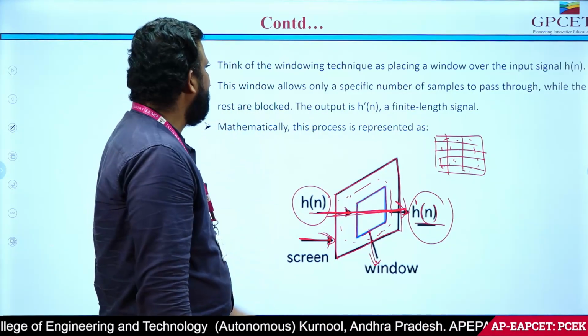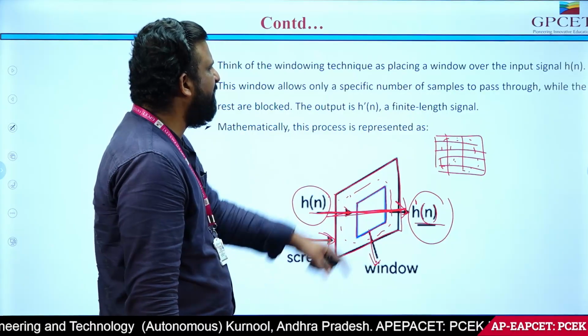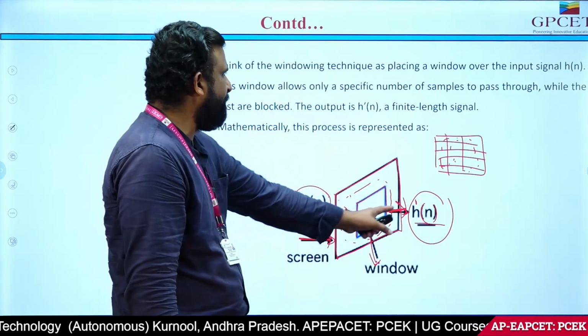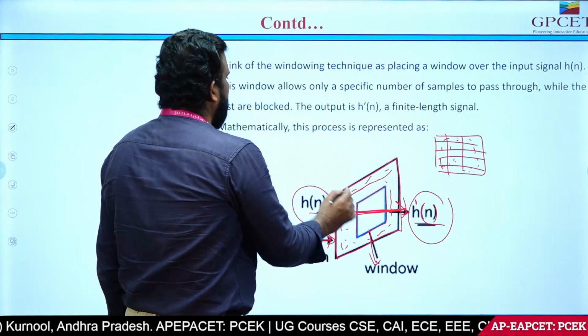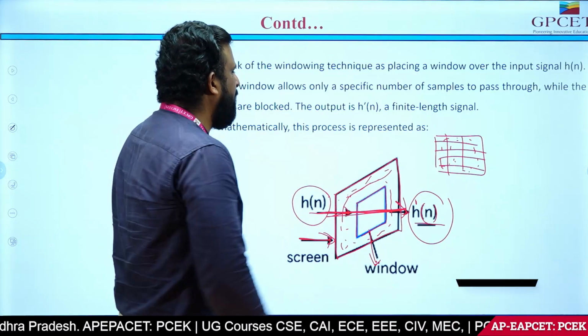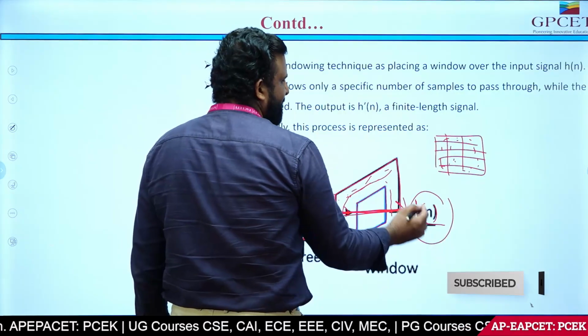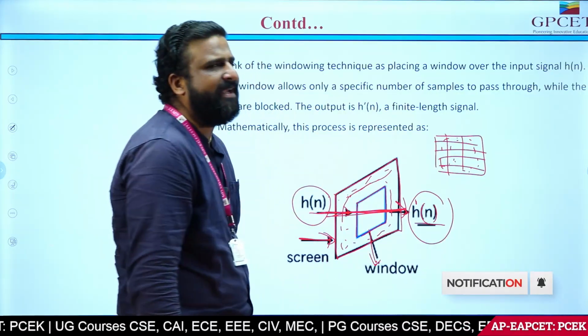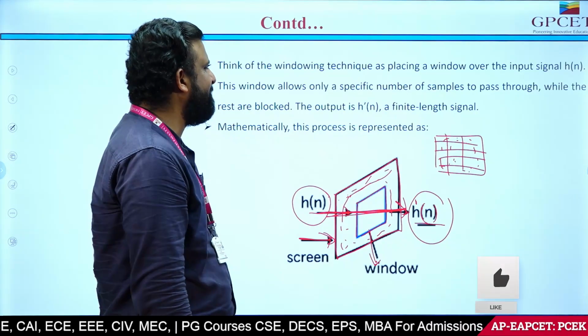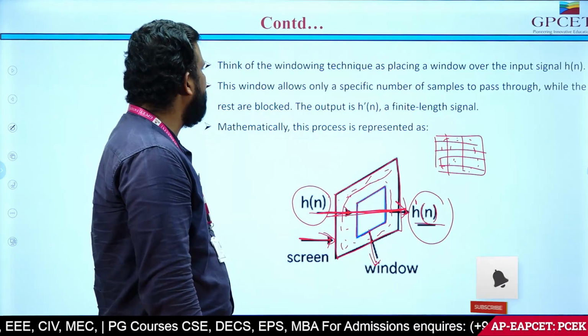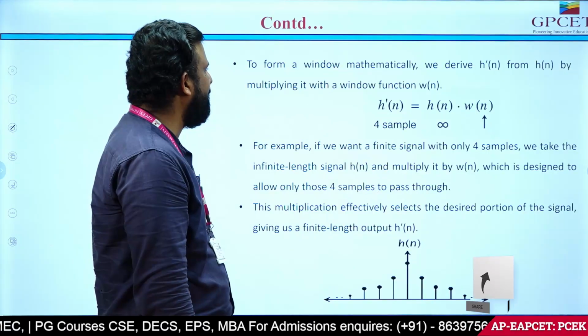What it is saying is, this window allows only a specific number of samples to pass through, while the rest will be blocked here. Okay, the output which is formed at the other side is nothing but h dash of n, which is a finite length signal. So mathematically, how is this process represented? We can show this as a mathematical representation.